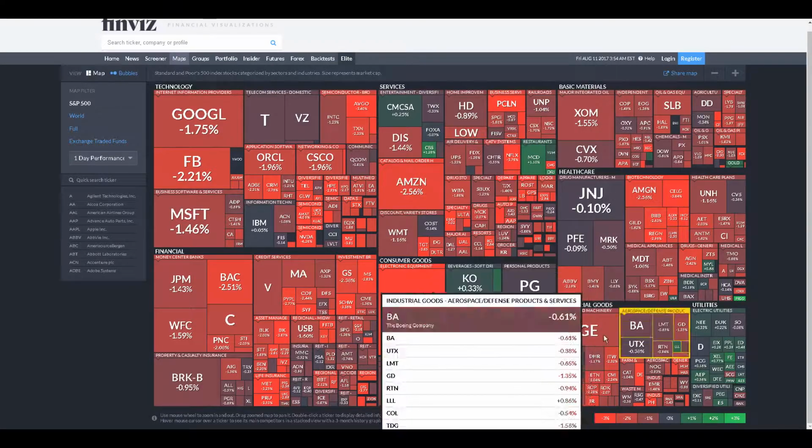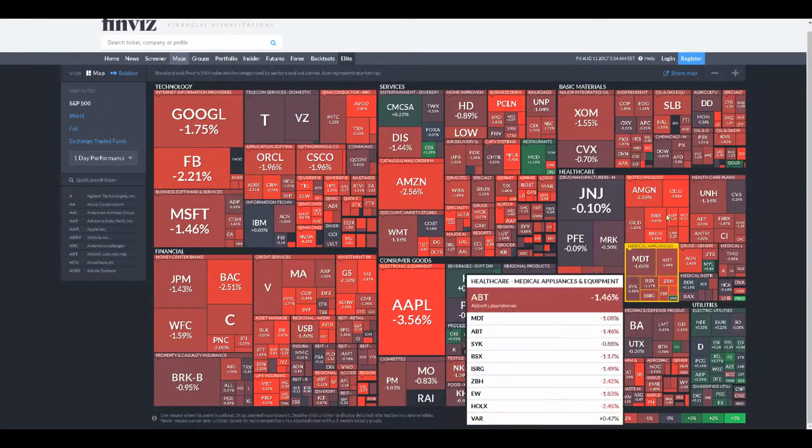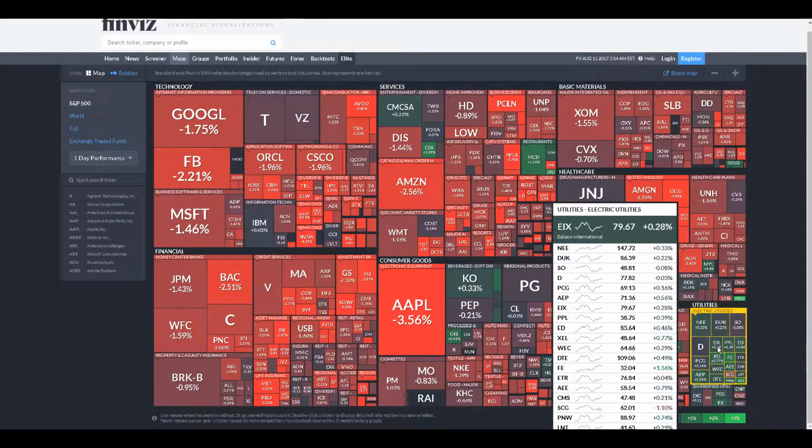The sector that did the best today, you can visually see, was utilities. All of the utilities besides one on that list, SCG, had a negative day today. Everything else did really well within this list.